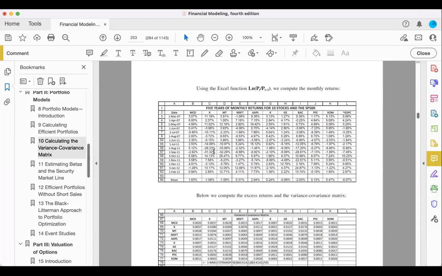Then third step, you will compute the mean or the average for each one of these stocks.